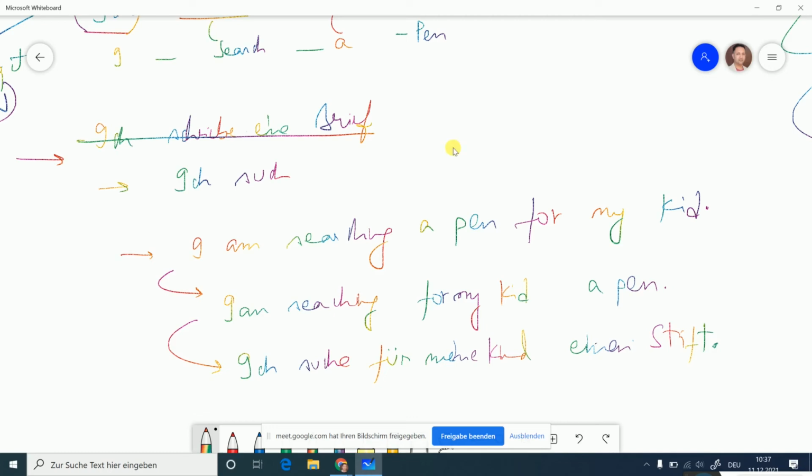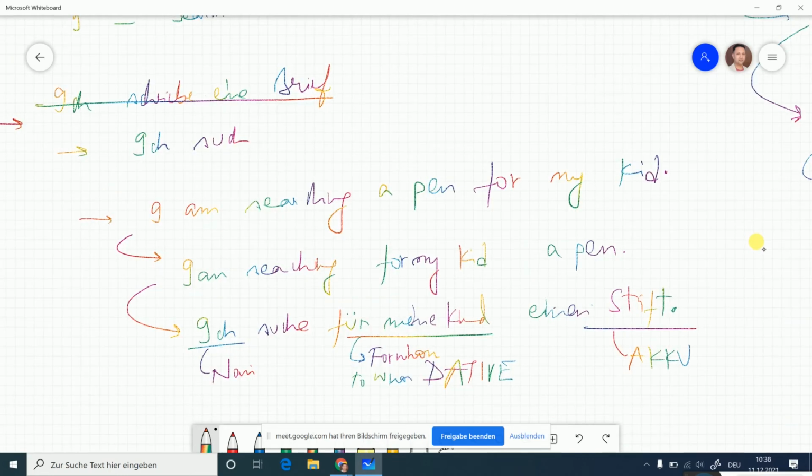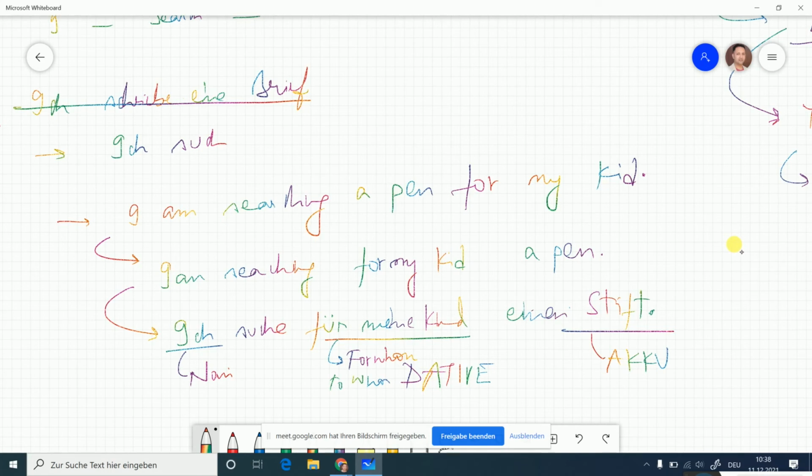Now here, what are the parts of this sentence? Ich definitely is going to be nominative only. Now, für mein Kind. So remember, friends, for human. For whom or to whom? To whom. So it will be dative, D-A-T-I-V-E. And here it is accusative. Simple. So I hope, friends, this is a little confusing. But still, if you apply the logic correctly, you will get the right answer.